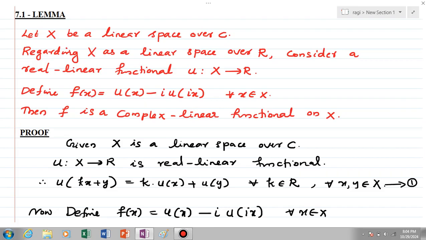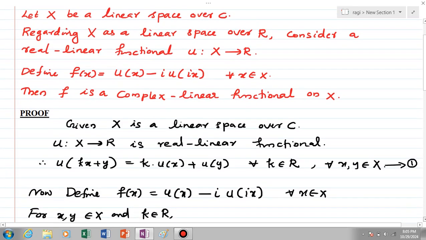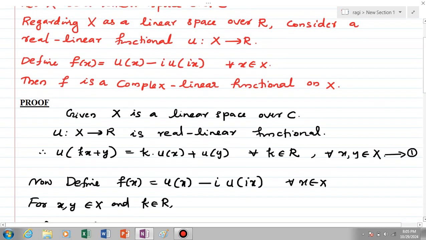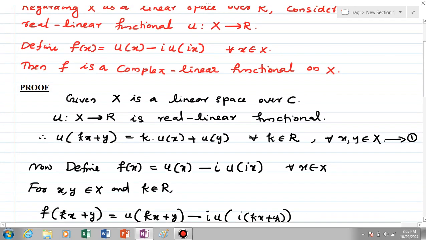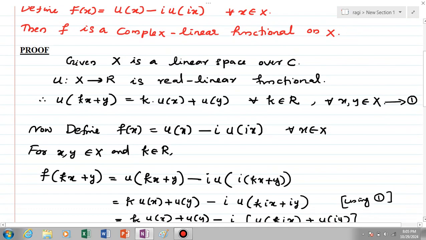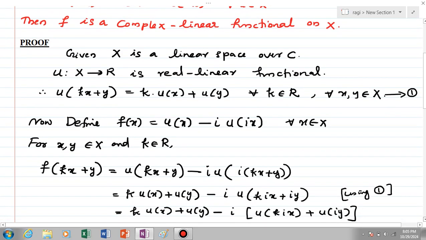Given X is a linear space over C and u from X to R is a real linear functional, that is, u of kx plus y is equal to k into u of x plus u of y for every k element of R and for all x, y element of X. That is, we can take outside the real constants. That is called a real linear functional. So we have to prove that the function defined by f of x is equal to u of x minus i into u of ix for every x element of X is complex linear. And since u is real linear, it is very clear that f is also real linear.